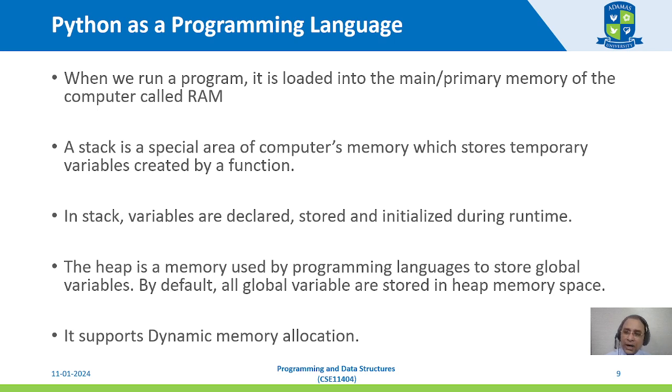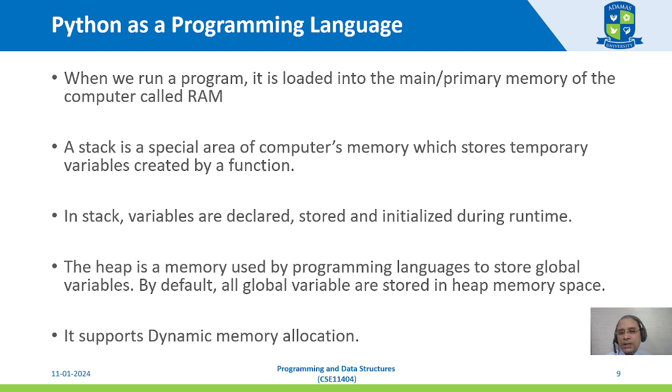Now, when a particular program runs, it is loaded into the RAM, random access memory, the primary memory, and only when it is loaded is it executed. Now, there are certain other memories as well which contribute to the execution of any program. Number one is the stack, which is very important, because this stack memory normally stores the temporary variables we write within a program. During the execution these variables are created and called, and when the program execution is over, these variables will no longer exist in the memory.